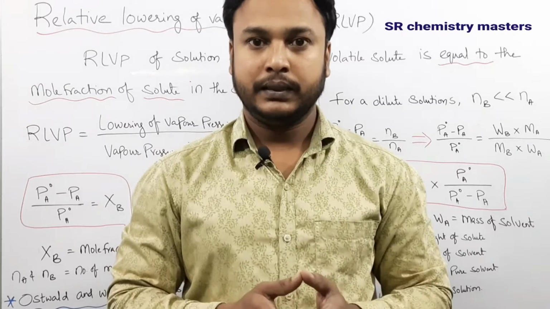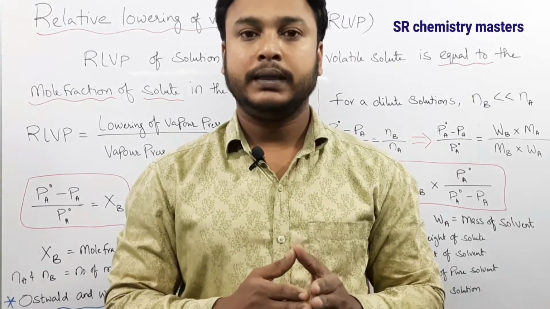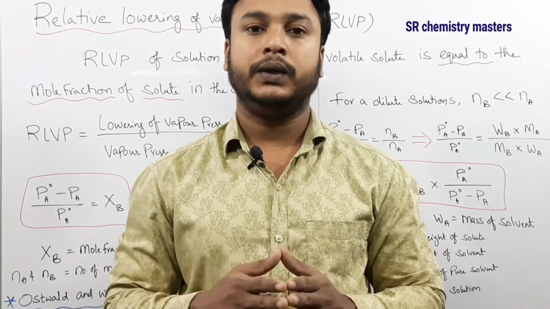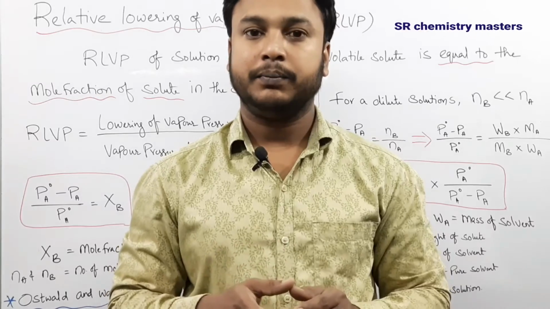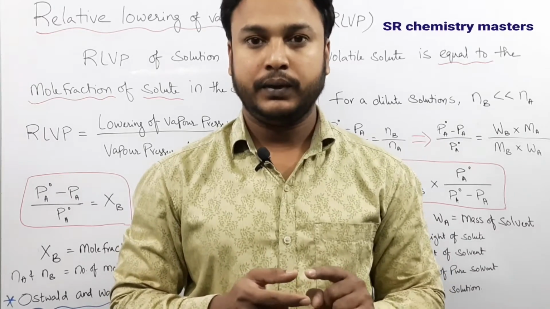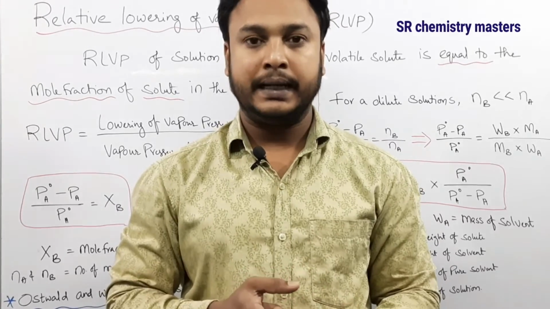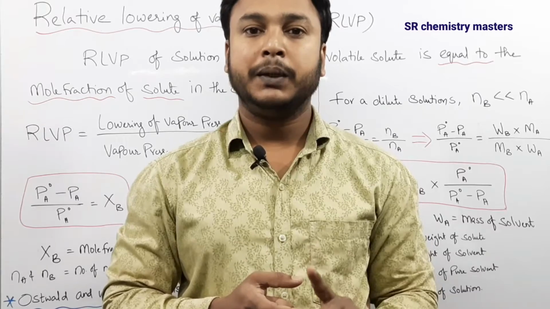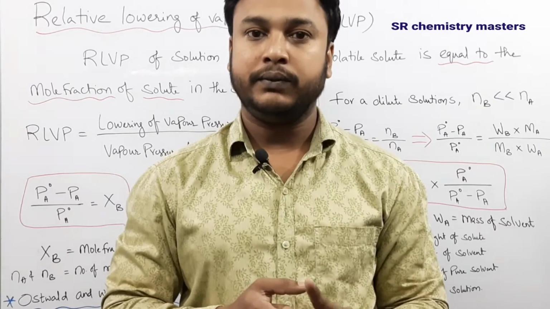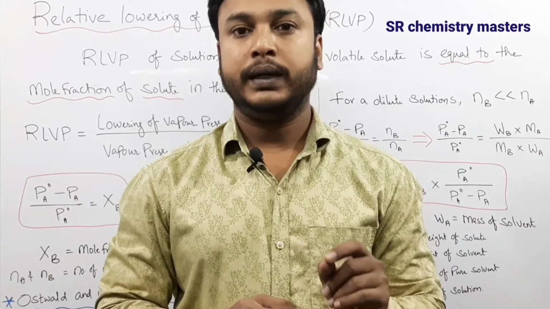In a similar way, if you add the non-volatile solute to the volatile solvent, the amount of vapor formed by the pure solvent will decrease. It is because of the addition of non-volatile solute. Whenever non-volatile solute is added to the volatile solvent, the vapor pressure of the solution will decrease. This is known as a relative lowering of vapor pressure.